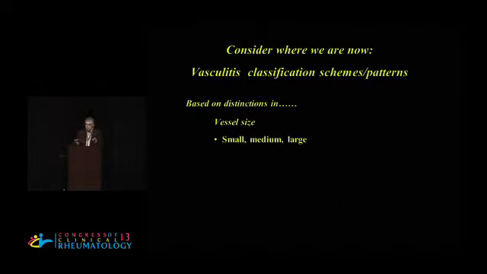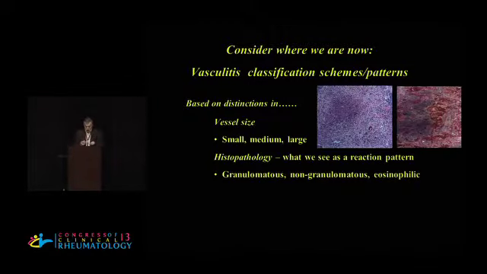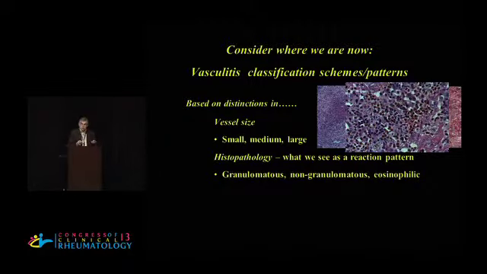So where are we in terms of the descriptive? It's not a great place to be, but it's functionally useful. We look at vasculitis and we talk about vessel size, and we talk about small, medium, and large vessel vasculitis. It's useful, not very insightful. We look at the histopathology, and we say whether it's granulomatous or non-granulomatous, or whether or not the lesions are associated with generous amounts of eosinophils, as in this biopsy from a patient with Churg-Strauss.